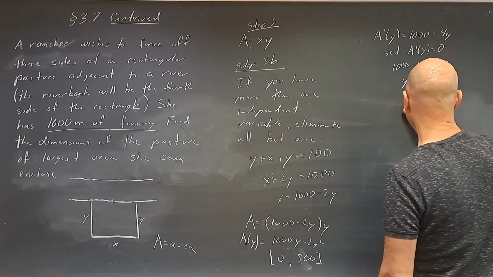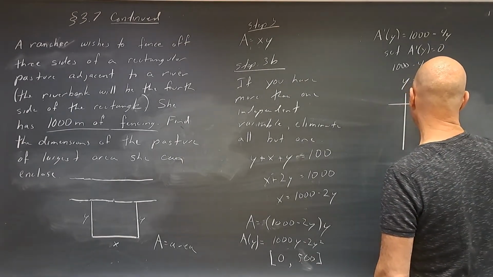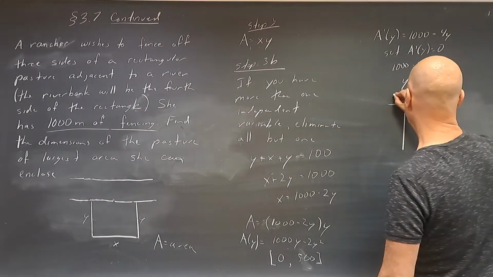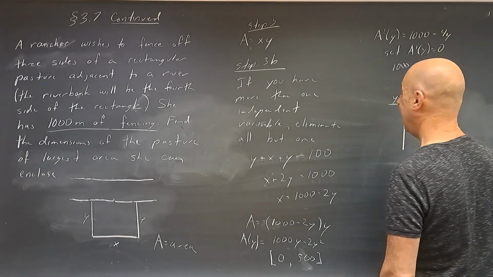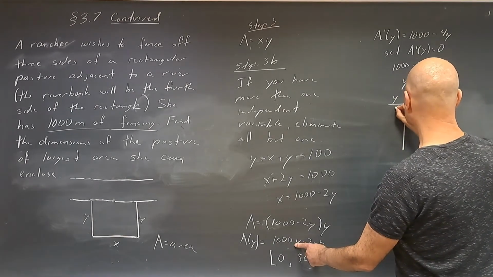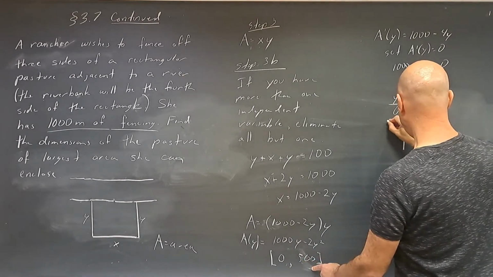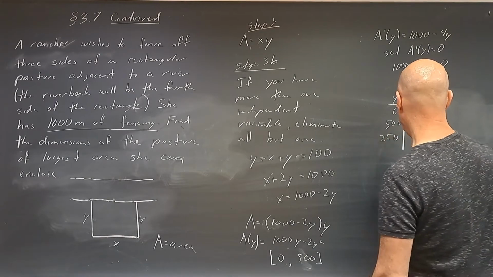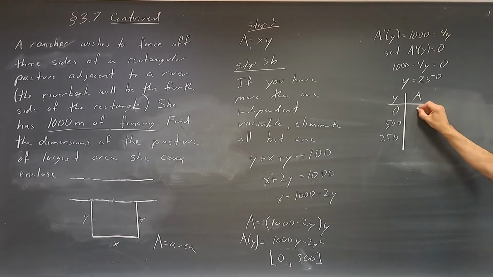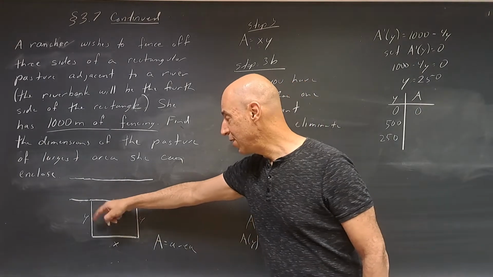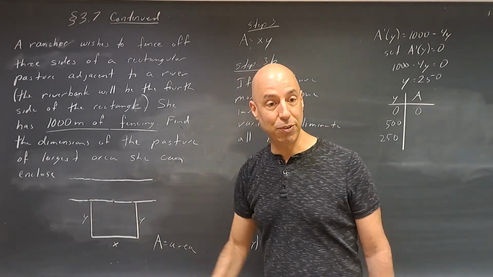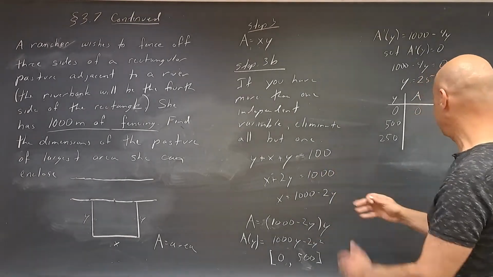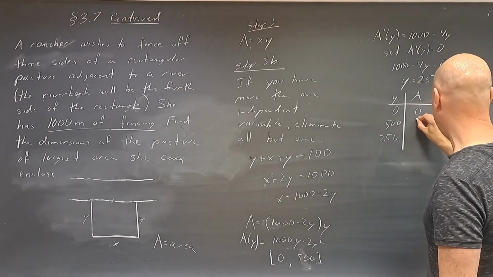Let's go ahead and test both endpoints and this point into our original function. So here's y, here's A. We can put in y equals 0, y equals 500. Those are our two endpoints, and the 250. If we plug in 0, we get 0. We knew we were going to get 0. If y is 0, this field doesn't come out from the river at all. It's just going to have 0 area. 500, same thing. We have 2 layers of fencing right up against each other. That doesn't enclose any area, so that's 0.